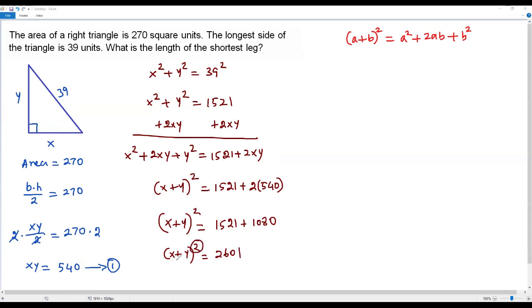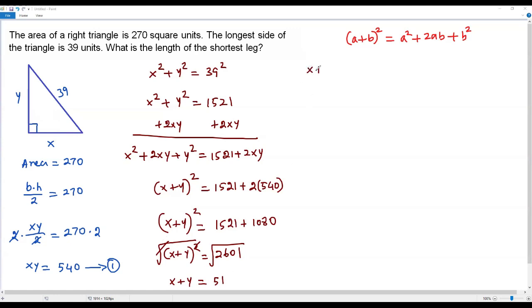Now to remove the square here, I'm taking the square root on both sides. When I take the square root on both sides, the square root and square cancel out. I'm getting x plus y equals, when I take the square root of 2601, 51. Usually we consider a positive or negative sign for one of the square roots when we take the square root on both sides of the equation. But here I consider only the positive value because both x and y are positive values. Because x and y are the lengths of the two legs of the right triangle, they can never be negative. Now I got x plus y equals 51.